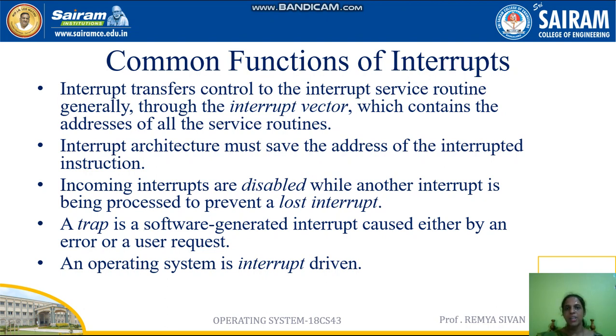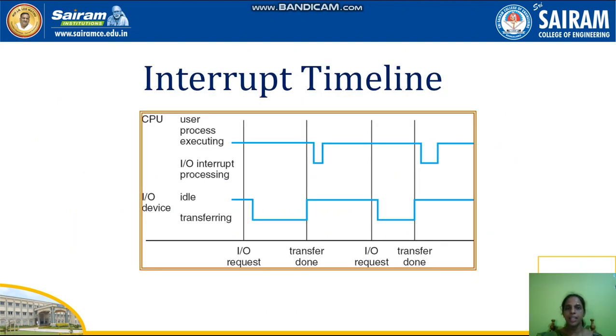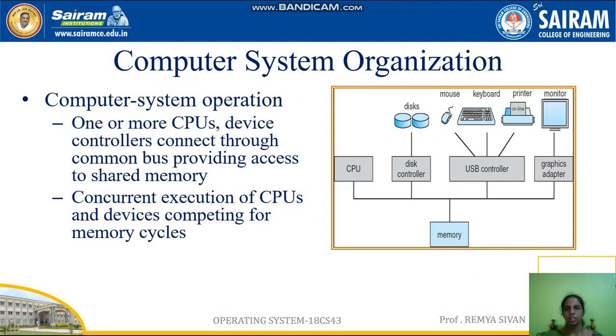So interrupt transfers control to the interrupt service routine generally through the interrupt vectors, which contain the addresses of all service routines. And incoming interrupts are disabled while another interrupt is being processed to prevent a lost interrupt. And a trap is a software-generated interrupt caused either by an error or a user request. And the operating system is interrupt driven. This is the interrupt timeline.